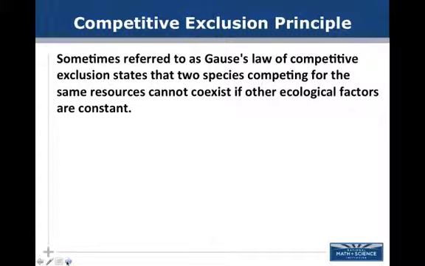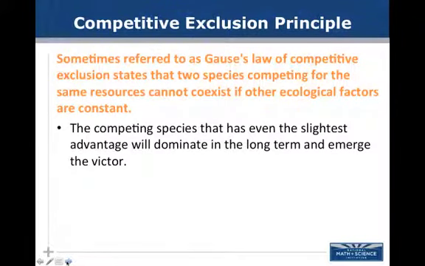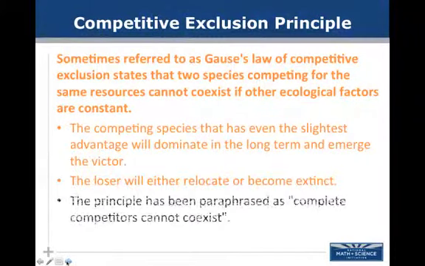in the long term. And usually one of the two competitors will always overcome the other, leading to the extinction of the competitor or some sort of shift in behavior towards a different ecological niche or an evolutionary change, which would take much longer. This principle has been rephrased into this: complete competitors cannot coexist. So when we talk about the competitive exclusion principle, we're really talking about the loser having one of two choices. It can relocate or it can die off, become extinct.